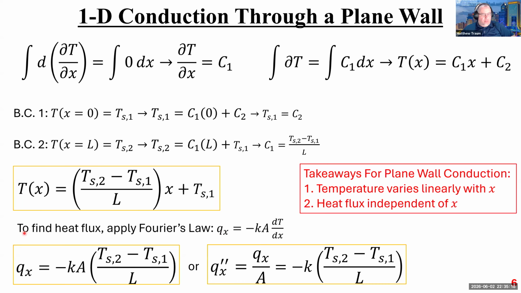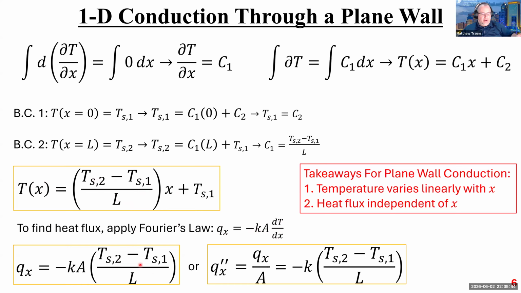So now that I have my temperature field, I could take this and plug it into Fourier's law. So remember, this is Fourier's law, right? I want to take the first derivative, dT/dx, plug it in here: minus kA dT/dx is equal to q. So I take the derivative with respect to x, I get (Ts2 minus Ts1) over L, and then I multiply by minus kA, and there it is, boom.